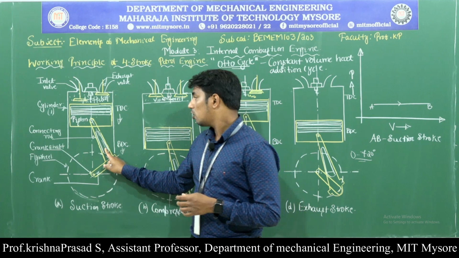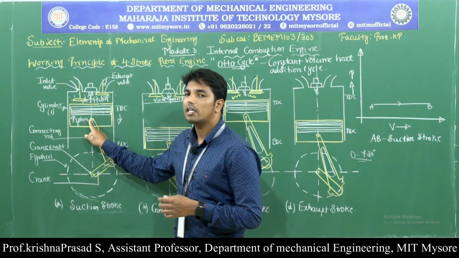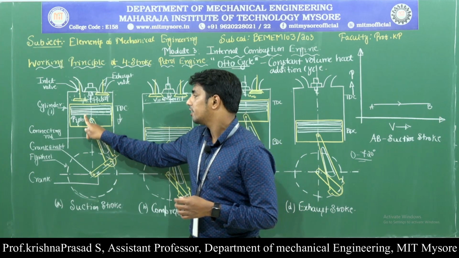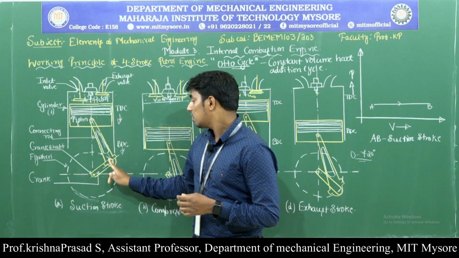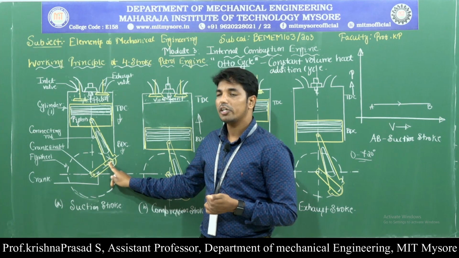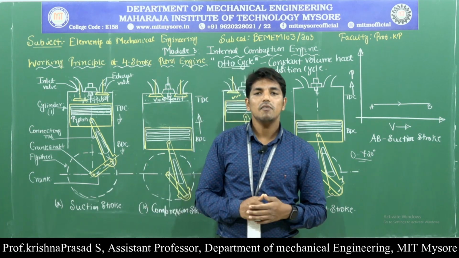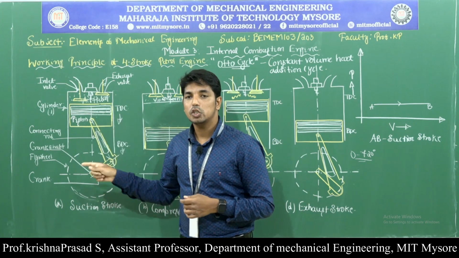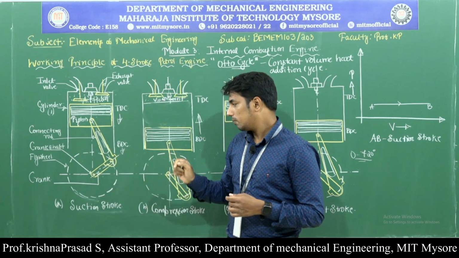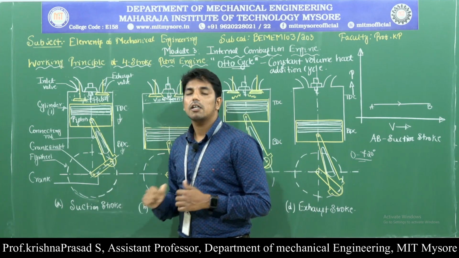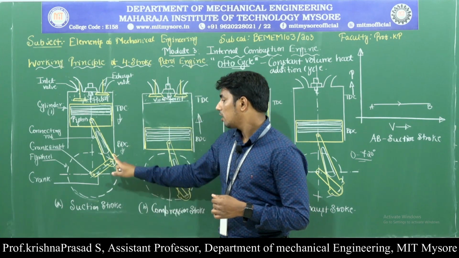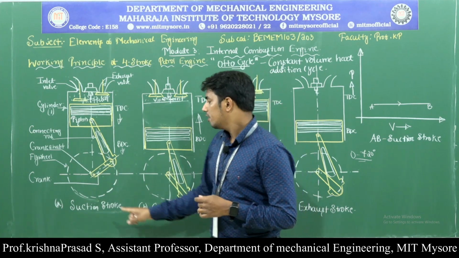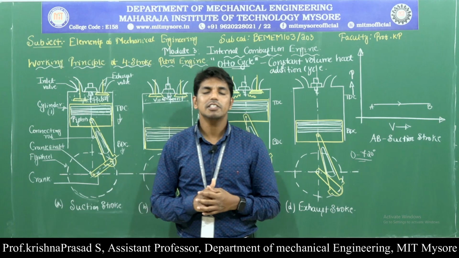The connecting rod has two ends, one called the smaller end, the other called the larger end. The smaller end of the connecting rod is connected to the piston through the piston pin, and the larger end is connected to the crankshaft through the crank. The main function of the connecting rod is to convert the reciprocating motion of the piston into rotary motion of the crankshaft. Then the crank. The crank is a lever that is connected to the connecting rod at one end and the crankshaft at the other end. Next, the crankshaft. The crankshaft is the rotating member.